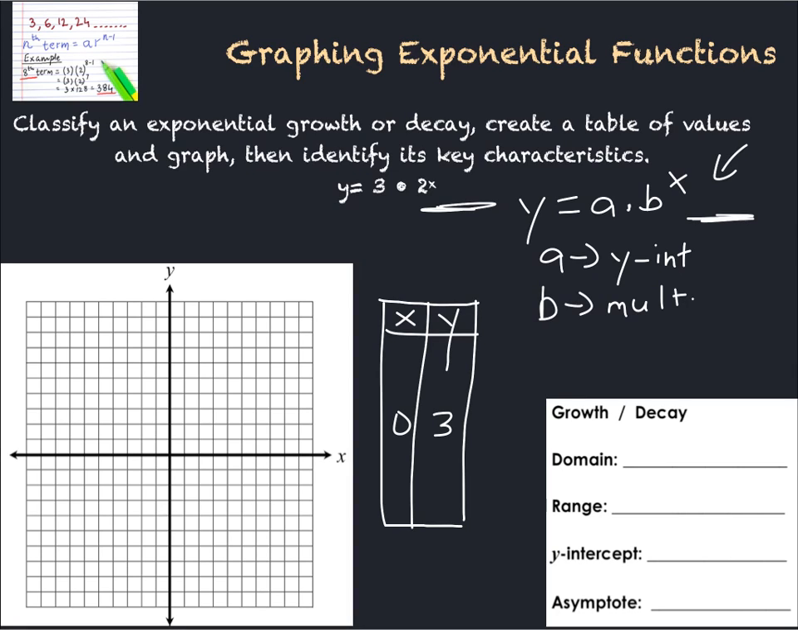Okay, and now let's get some more points that we could put on our graph. So let's do 1 and 2, and let's do -1, and -2 as well. So remember, our multiplier is 2. That means we are multiplying by 2 each time. So as we go forward, our first term would be 3 times 2, which is 6. And if we go forward again, our second term would be 6 times 2, which is 12. Now, if we go backwards, instead of multiplying by 2, we'd be dividing by 2.